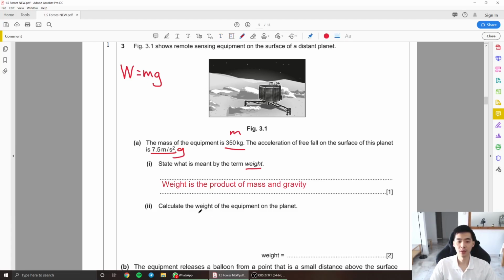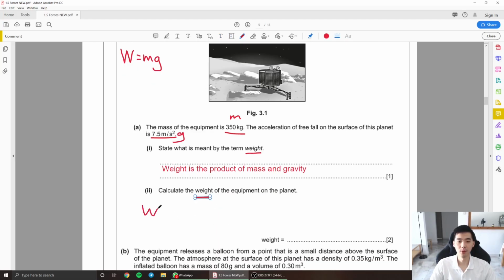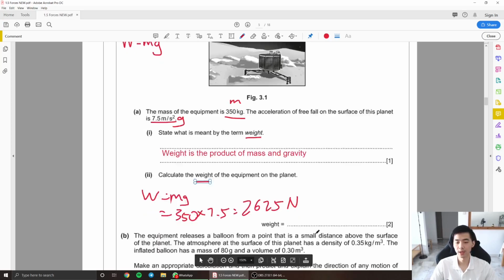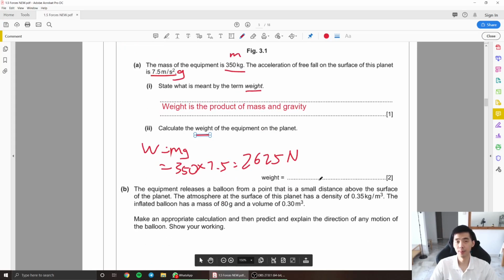Then next part is they ask you to calculate the weight on the planet. W is equal to mg. 350 is multiplied by 7.5. Press that into the calculator. You will get 2625 newtons. And when you're writing any answer on this dotted line here, bear in mind that it can only be correct to 3 significant figures. So your final answer here should be 2630 newtons. Alright.